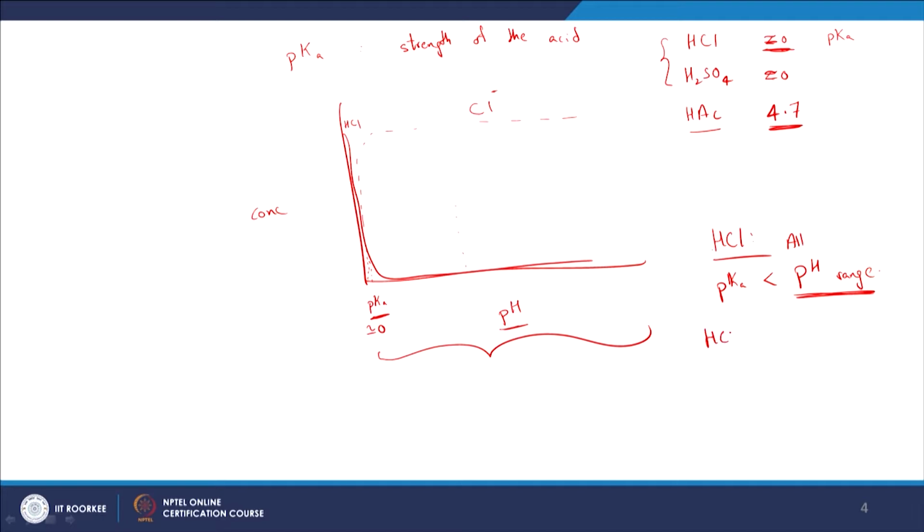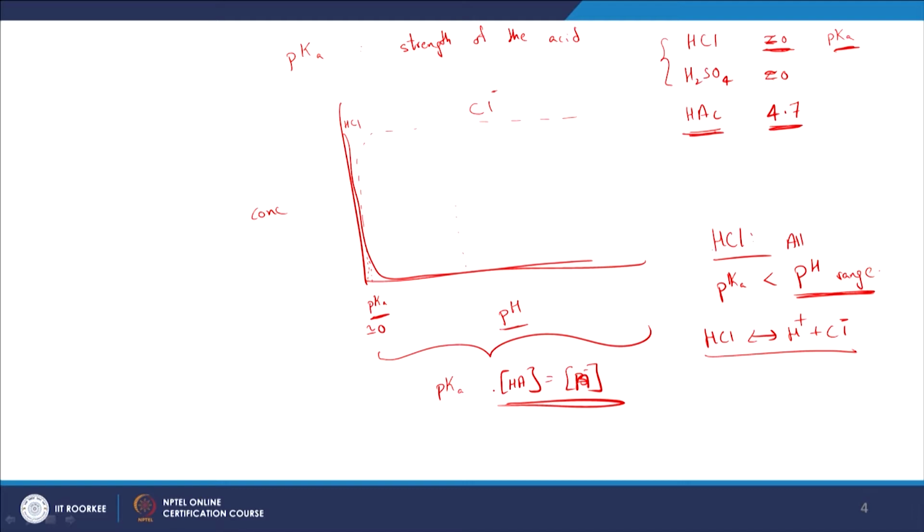So HCl will always end up donating its proton, which is not the case with the other acids, especially acetic acid or arsenic acid and so on, which we looked at. So again, pKa will give you an idea about the strength of the acid, and this is what we just discussed. And at pKa we have the conjugate acid and conjugate base at equal concentrations, right.